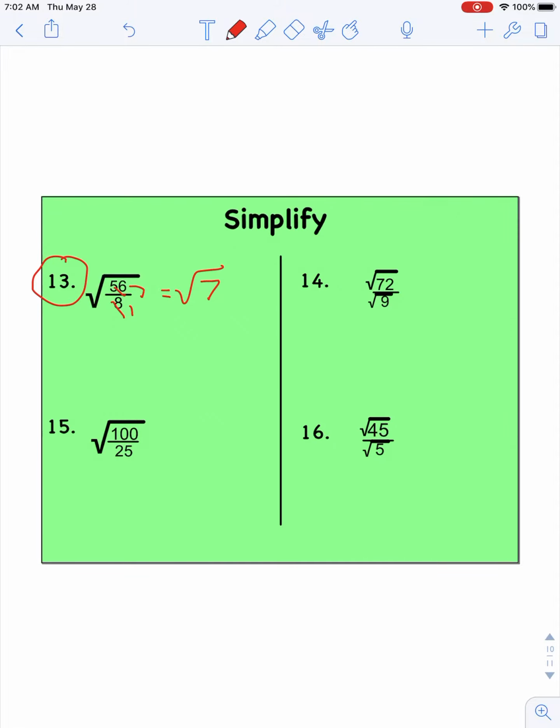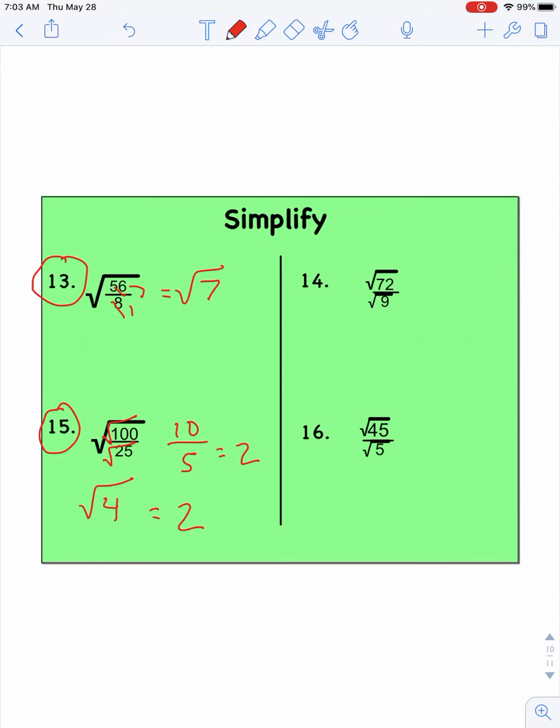In this next example, right here, number 15, I jumped down instead. I can see that this is a perfect square. So is this. So I'm not going to try to reduce that, although I could. But the square root of 100 is just 10, and the square root of 25 is 5, which reduces to 2. Now, you could reduce that because that reduces to 4, and you're still going to get the same answer.